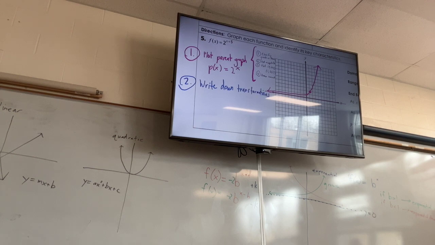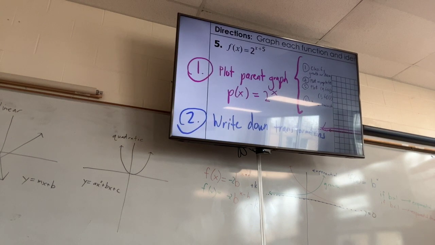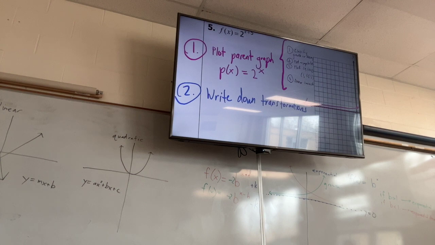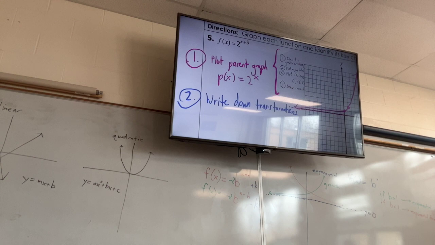So what's happening here? That plus 5 inside my exponent is going to do what to my graph? What does a plus 5 inside my exponent do? Shift left 5, okay?